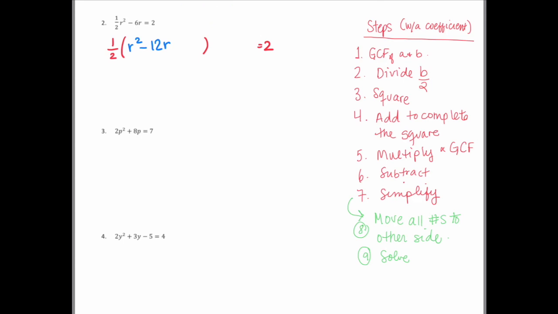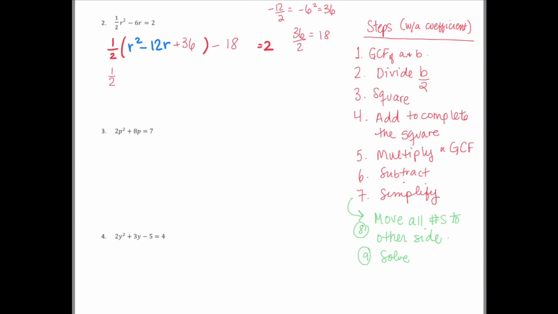And if you want to rewind the video and see how I took 1/2 out of negative 6, you can please do that. My square is going to be a 36, and I'm going to multiply that by my GCF. And so when you do that, you're basically dividing 36 by 2, and that's going to give you an 18. That is what I'm going to subtract.